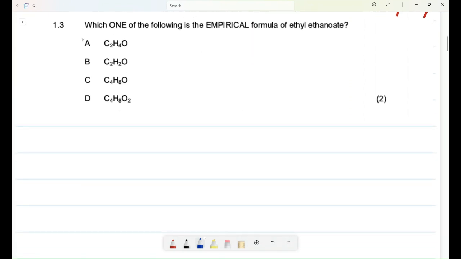1.3 says to us, which one of the following is the empirical formula of ethyl ethanoate? Remember, empirical is the simplest formula. Do not confuse this with the molecular formula. The molecular formula is the actual formula. Remember, ethyl ethanoate, if you were to draw it, it is something like this.